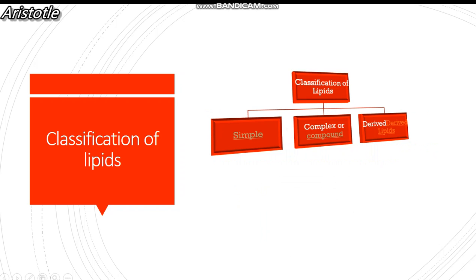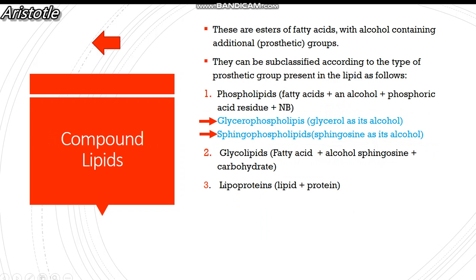So let's go to the complex or compound lipids. These are lipids of fatty acids with alcohol containing additional prosthetic groups, which can either be carbohydrate, protein, or even phosphoric acid residues, like that. Now they are subclassified into three, according to the type of prosthetic group present in the lipids, as follows.